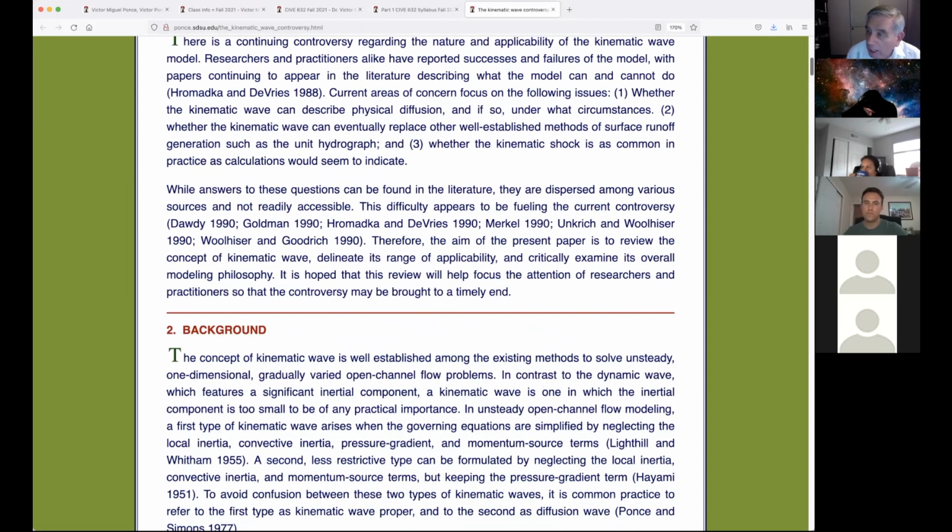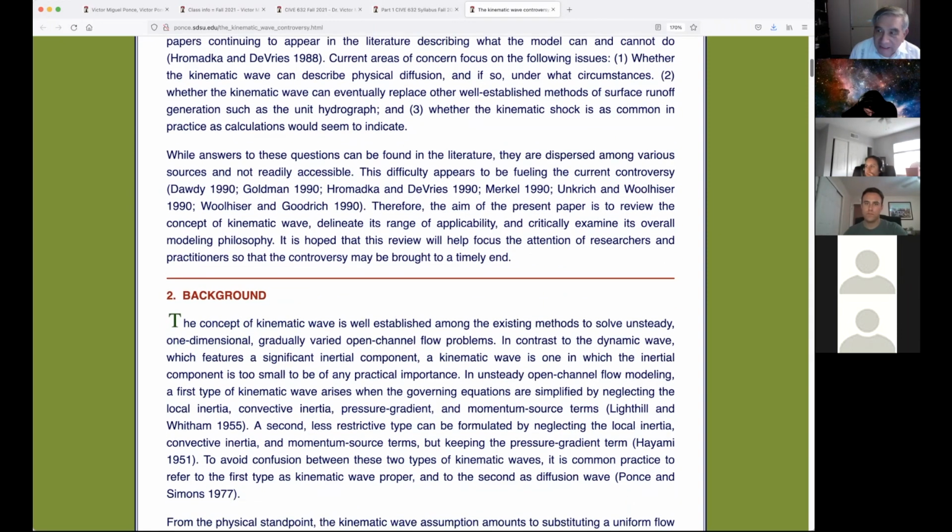because Woolhiser had delineated the range of applicability, but they did it only for the overland. They did not do it for the river flow. I did it for the river flow, but we need to come out and stress it again, because things become popular or common through repetition. We know that for a fact. Critically examine its overall modeling philosophy, meaning what exactly is the kinematic wave?